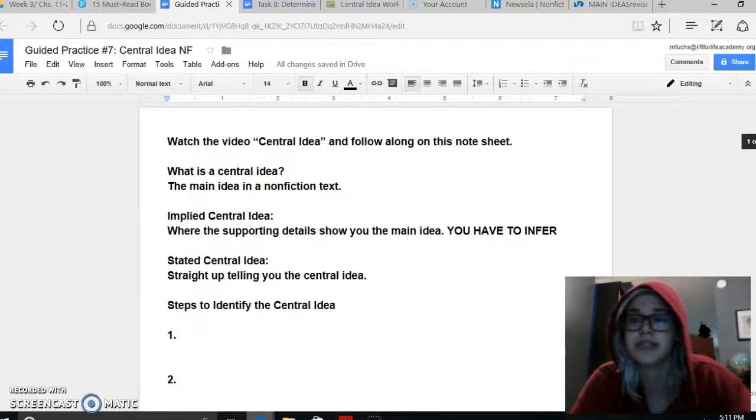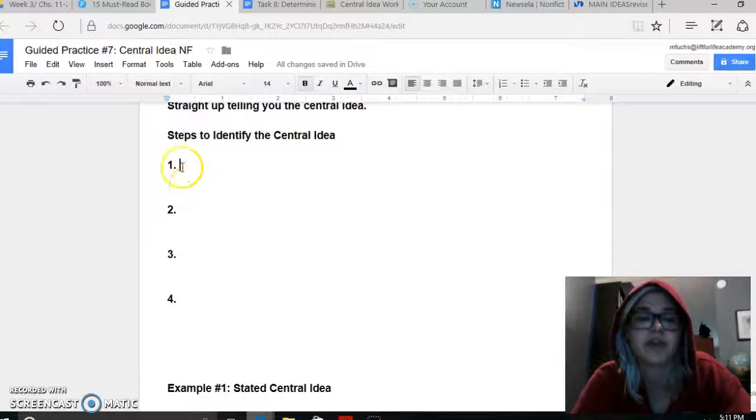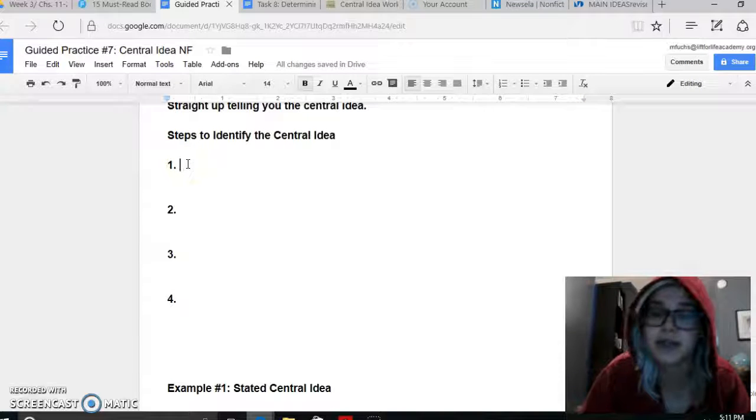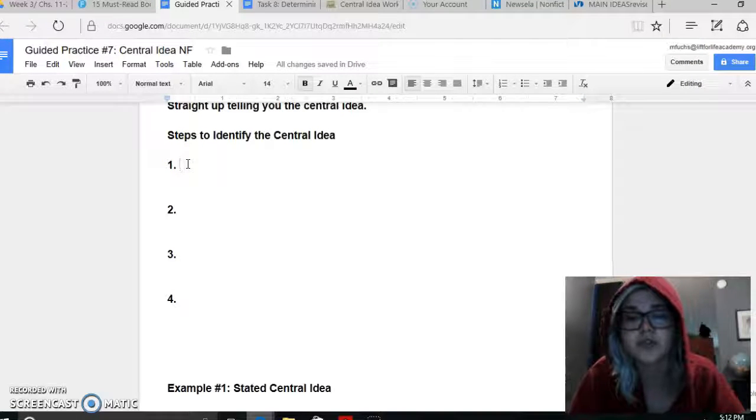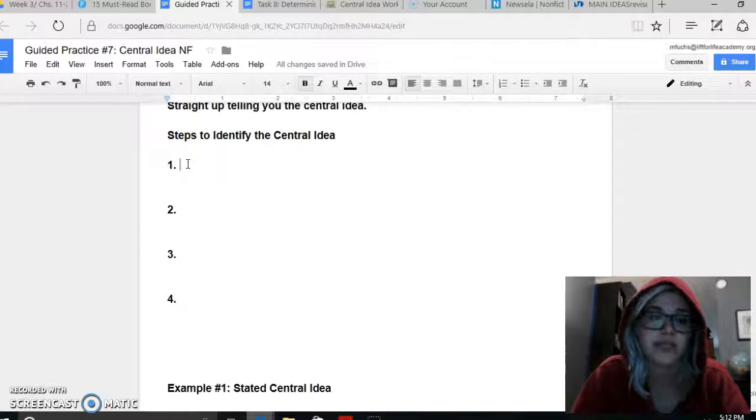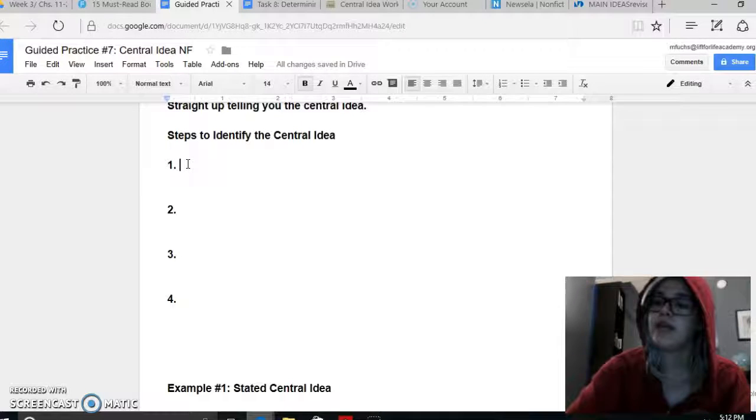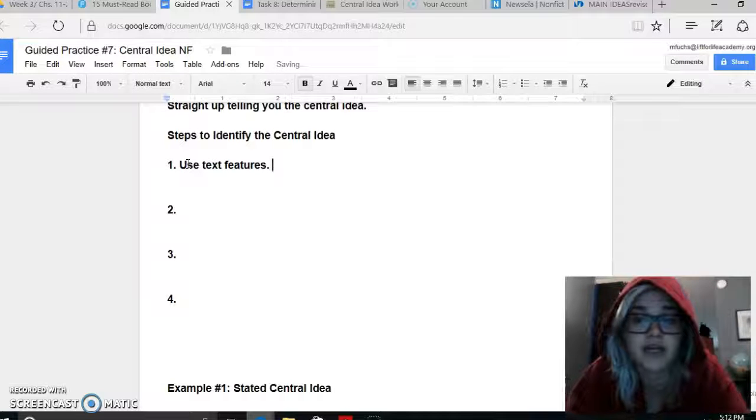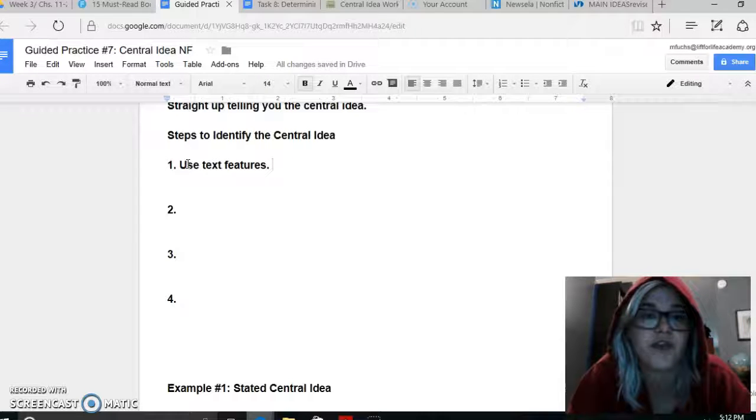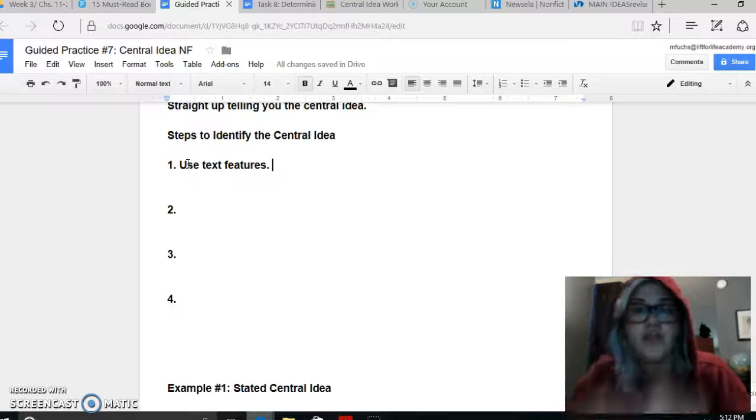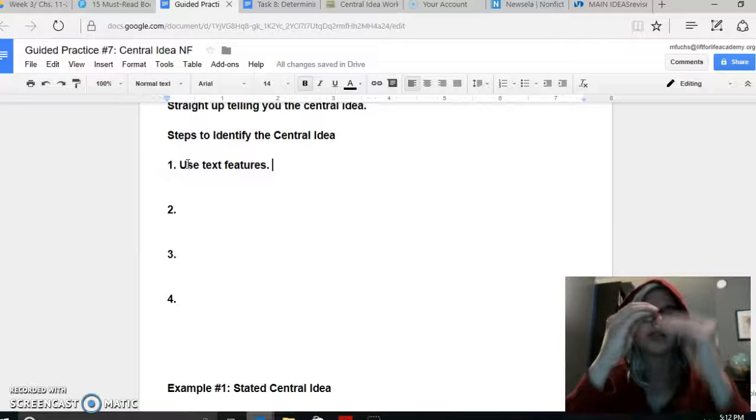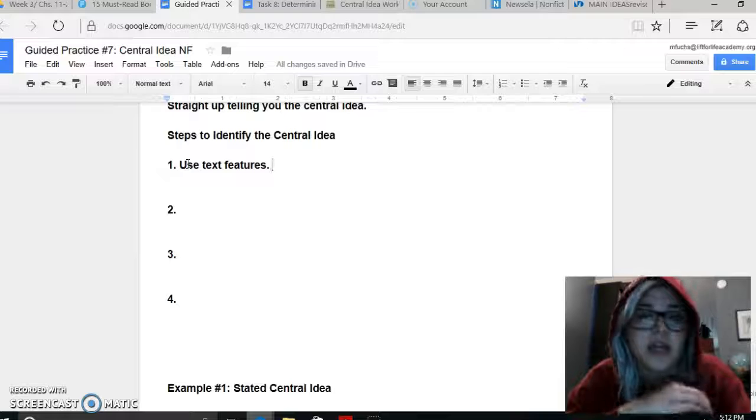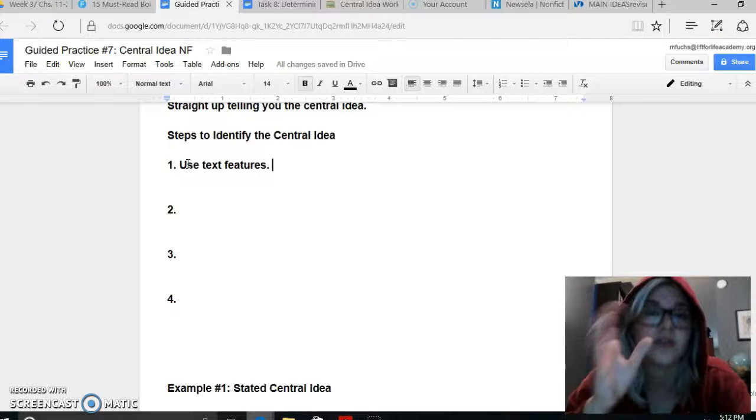So we have 4 steps to go through in order to identify the central idea. Some people can just read a text and be like, oh, I know exactly what it is. But some of us struggle sometimes to figure out exactly what that main idea is. So we're going to give you the 4 steps. Your first step is to use the text features. When we talk about text features, with a nonfiction text we're thinking headings and subheadings specifically. Those will help you figure out what that central idea is. You look at the title, then you look at all those different headings included in it, and that can help you to create the central idea.